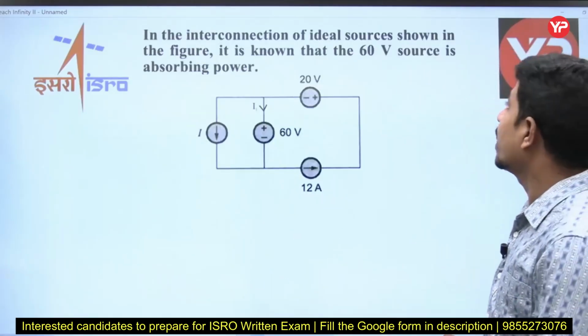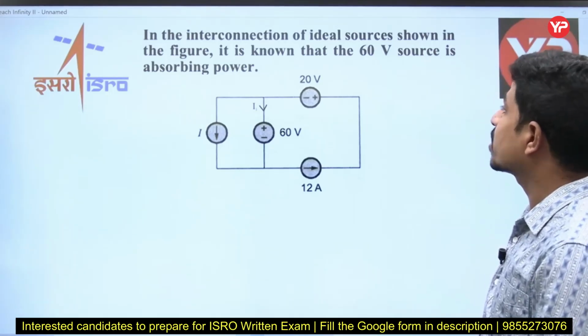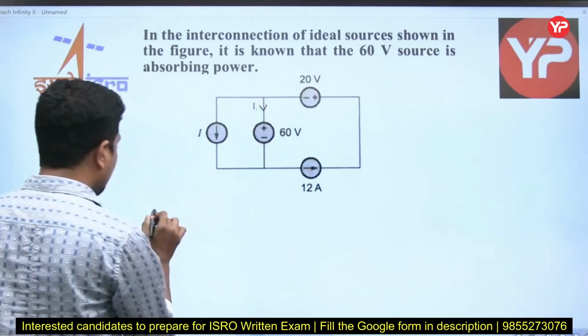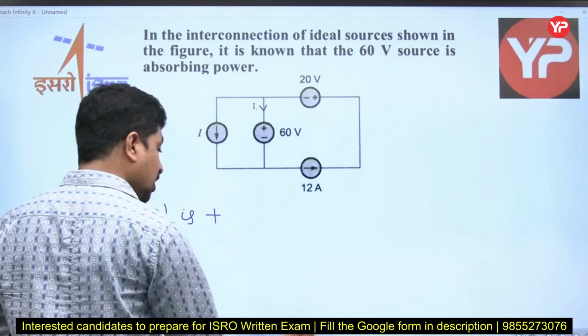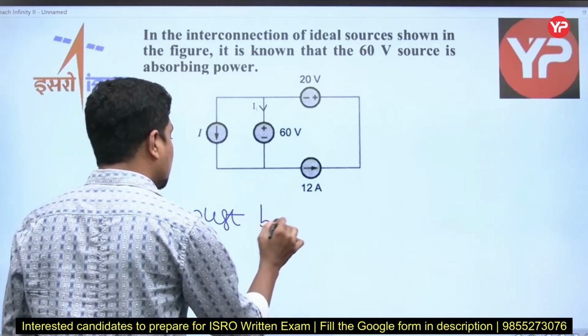In the interconnection of ideal sources shown in the figure, it is known that the 60 volt source is absorbing power. So the 60 volt source absorbing power means I1 must be positive.